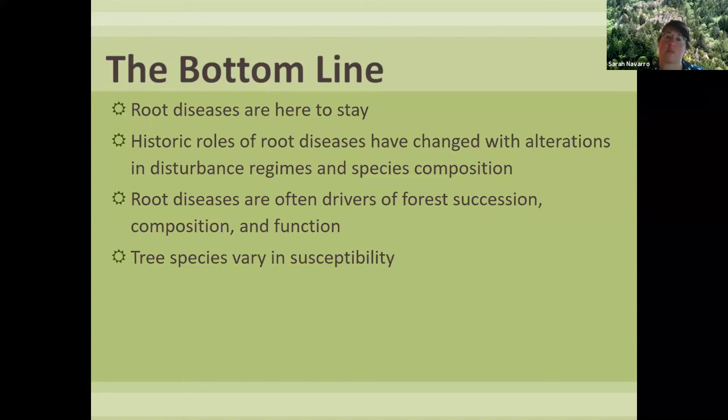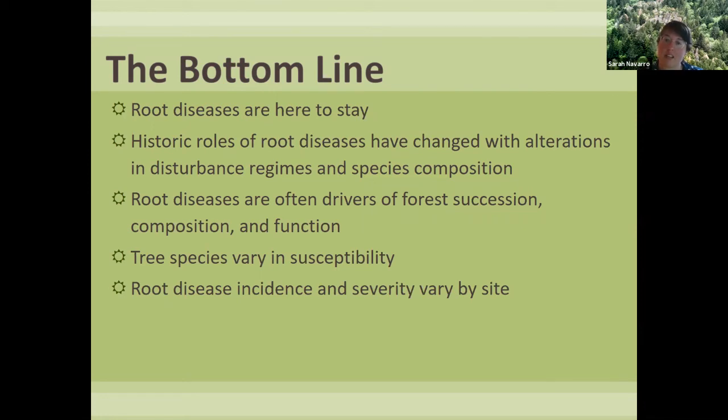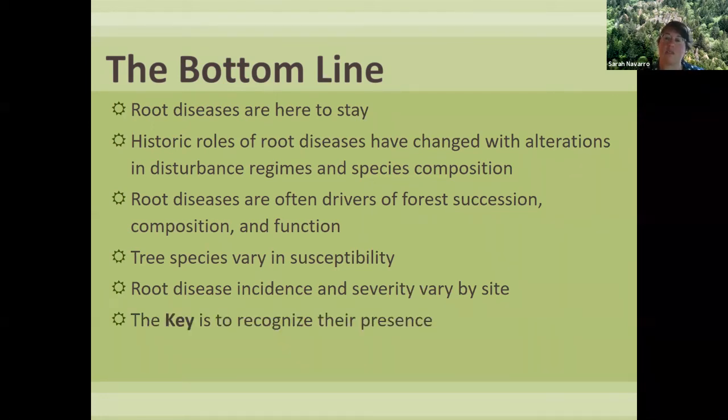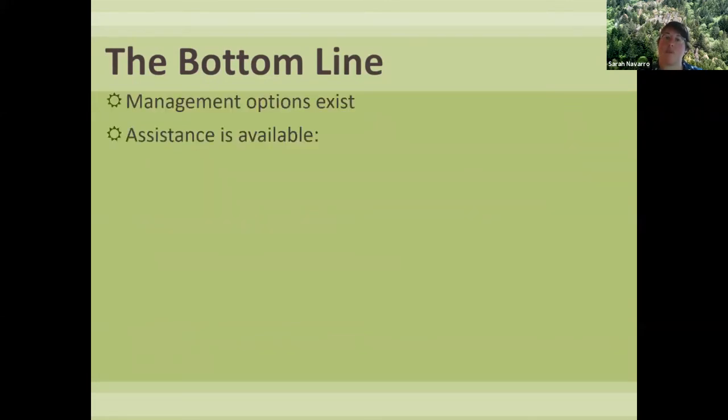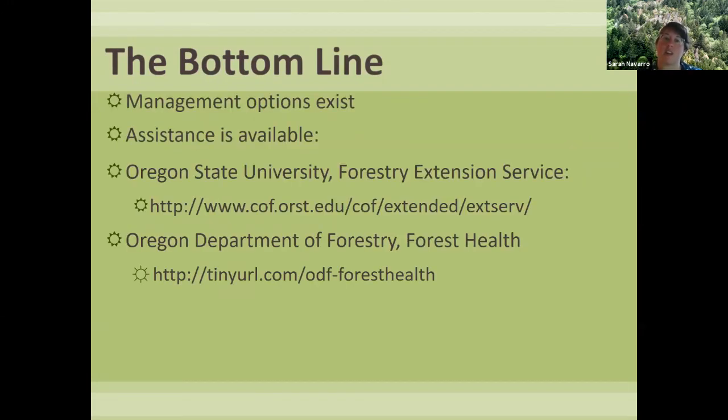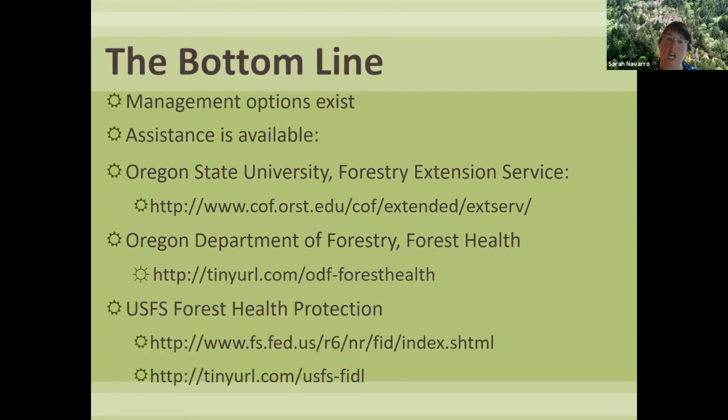Tree species vary in susceptibility. Root disease incidence and severity vary from site to site. The key is to recognize their presence, and that management options do exist and assistance is available, as Ryan was mentioning, from our OSU Extension Service, Extension Foresters, and from the Oregon Department of Forestry. Your stewardship foresters are a great resource.